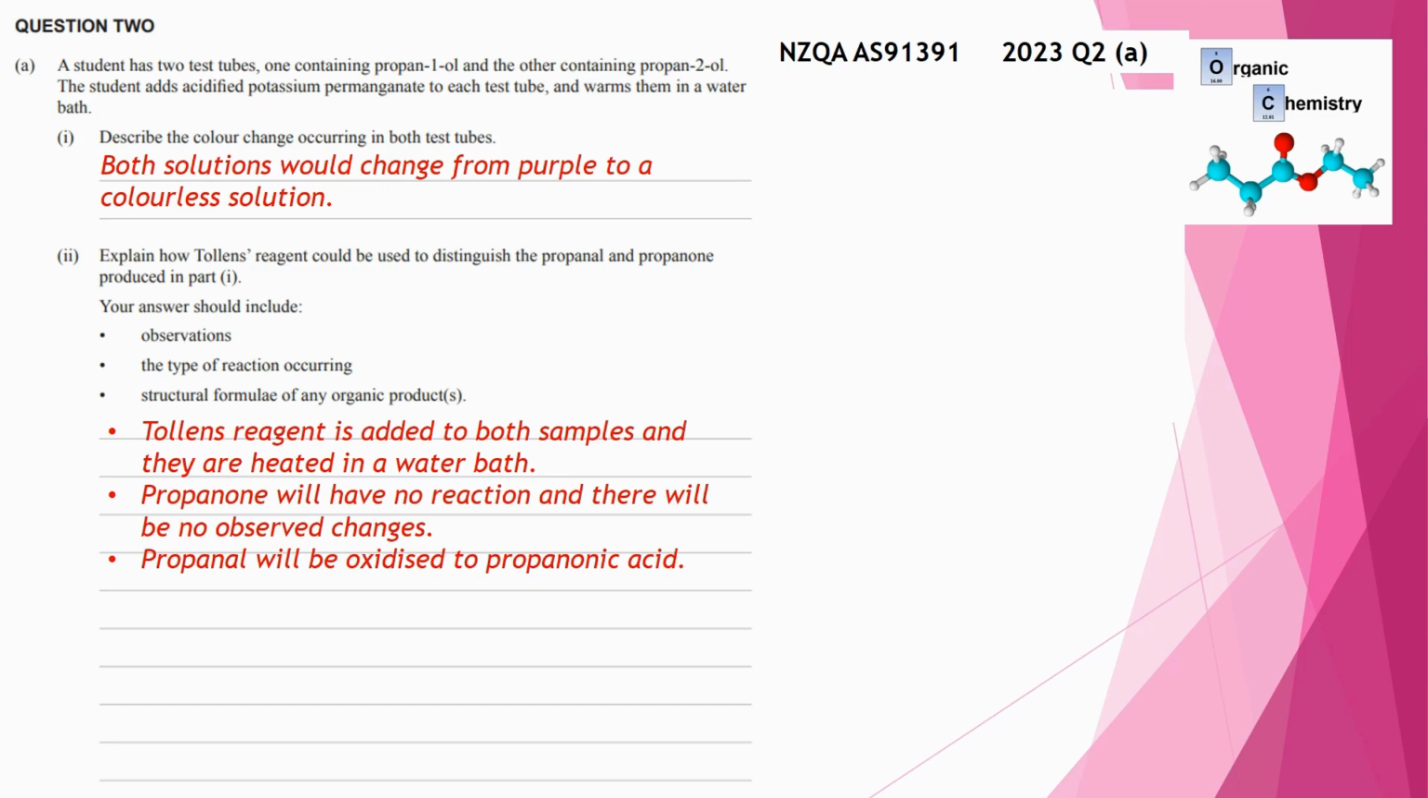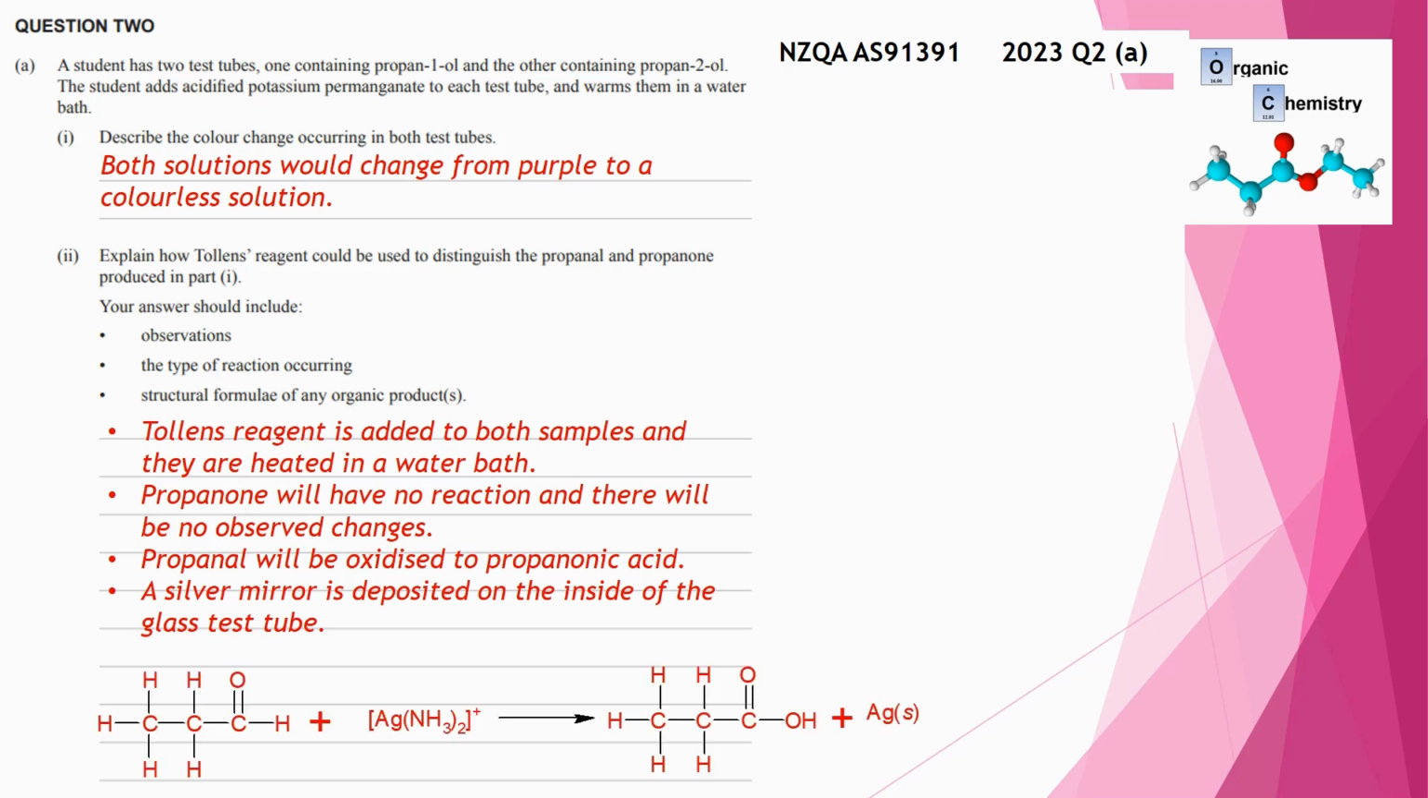Okay, let's bring it home. What would happen to the other one? Propanal would be oxidized to propanoic acid, and a silver mirror is deposited on the inside of the glass test tube. Now let's check we've answered all the bullet points. Do we write the observations? Yes. Do we talk about the type of reaction occurring? Yes, oxidation. Did we give the structural formula? No. I could have just written the structural formula after propanoic acid, after a comma, but I've written an equation down the bottom. We could also have just drawn the organic product on the right hand side, because that's all they wanted.